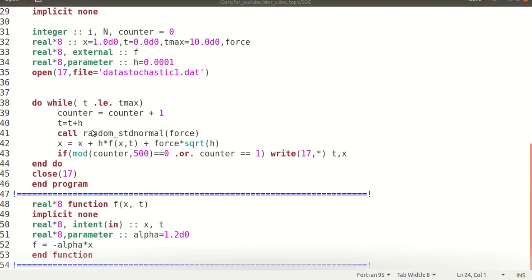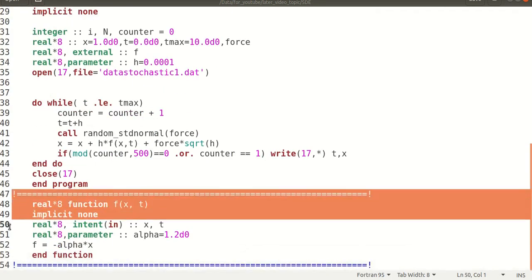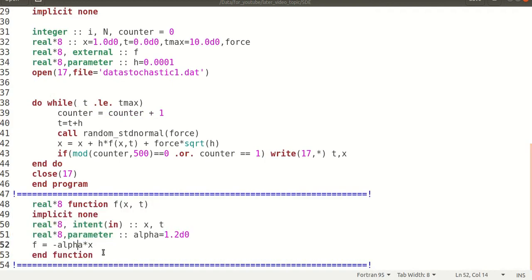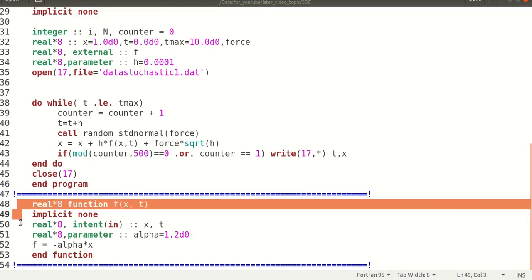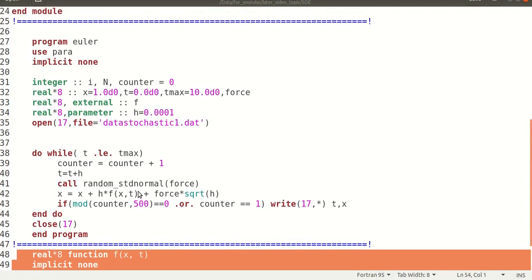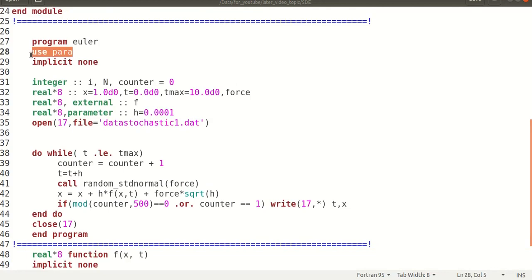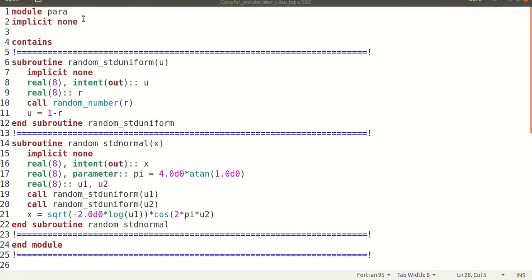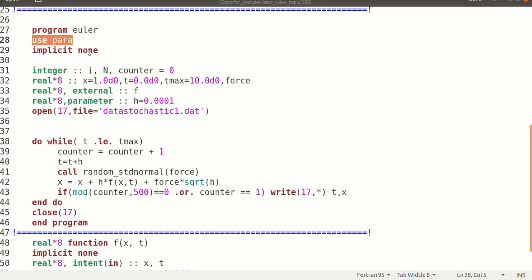This is the main program, and there is one function that I have defined. You can define any function of your choice. Here I have defined a function which is minus alpha into x, which I described in the theory part of this video, and I took alpha to be 1.2. So the deterministic part of the differential equation will be minus alpha into x. I define it as an external function, and here in the main code I use the module. The module name is para, so that's why I use para and then implicit none.